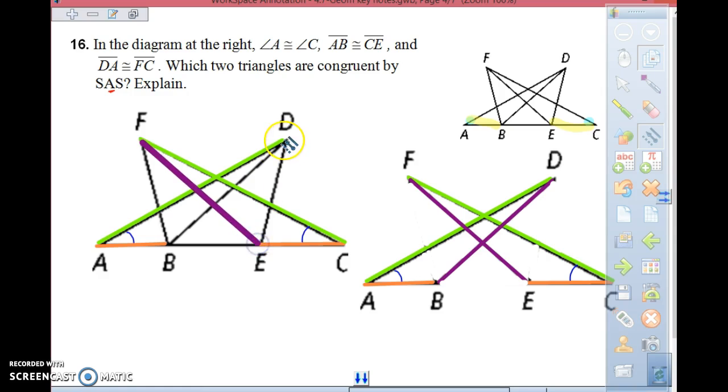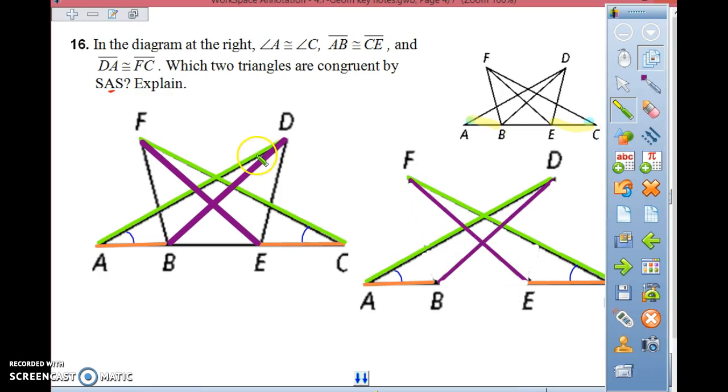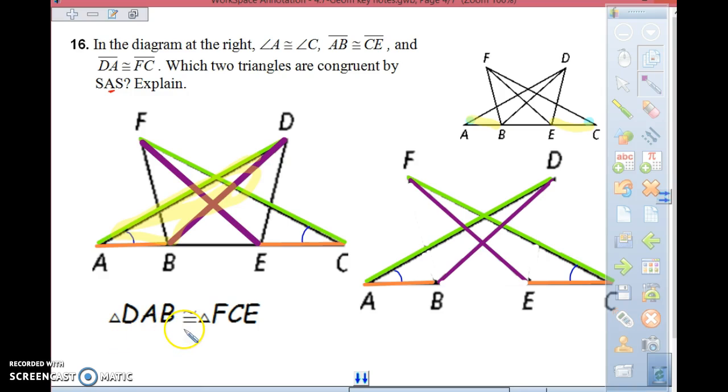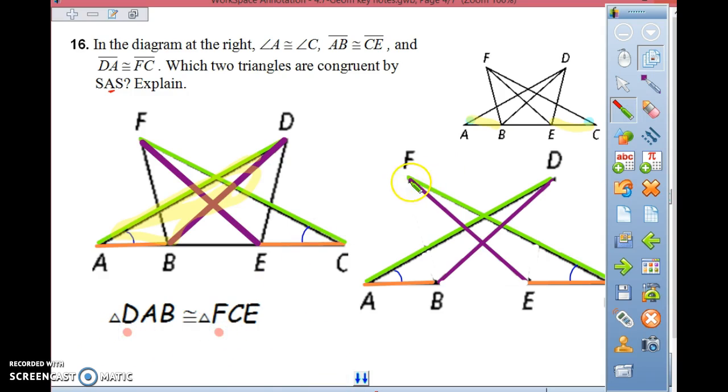Can close off that triangle, and then in this last picture over here I can delete the stuff that I don't need. So we're focusing on this triangle inside of here. When we name those triangles, we're looking at triangle DAB being congruent to triangle FCE, making sure that the corresponding parts are in the same position. D and F correspond, B and E correspond, and so on.